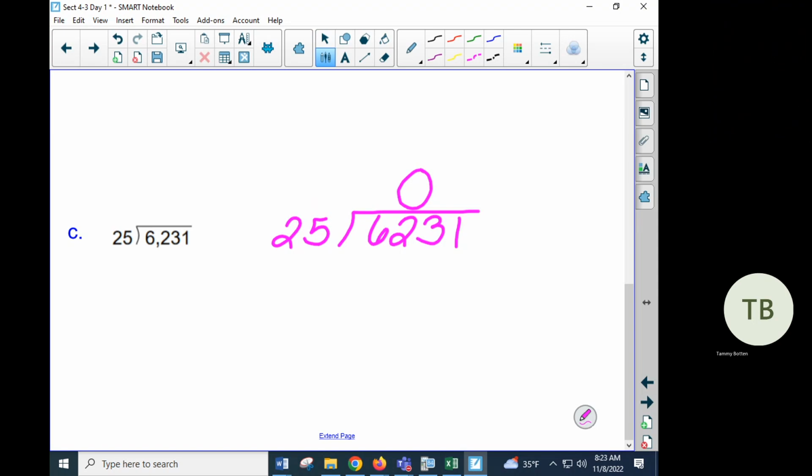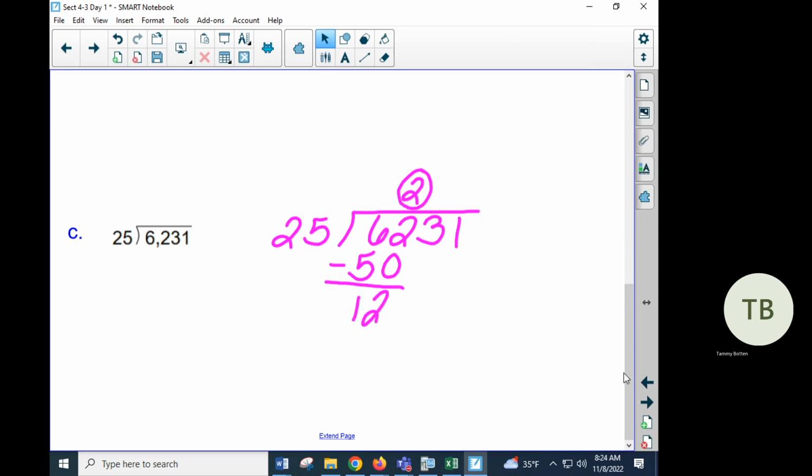Okay. So then you want to think, what times 25 is going to be the biggest number that's less than 63? And it would be 2. 2 times 25 is 50. And then it's important that you understand you subtract that. Okay. 63 minus 50 is 13. And then you bring this 3 down.